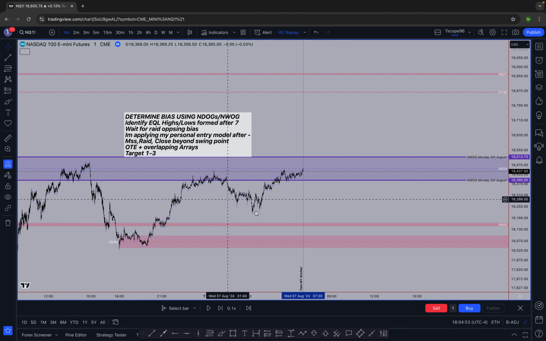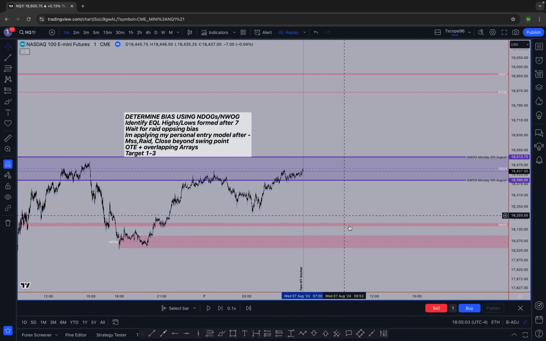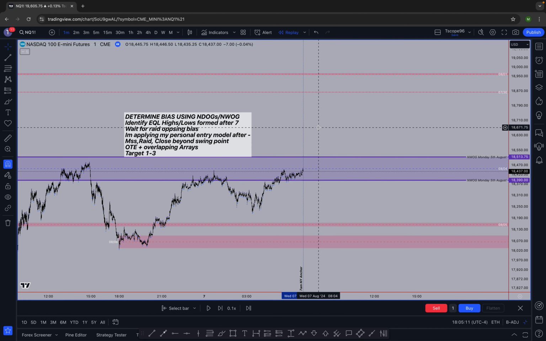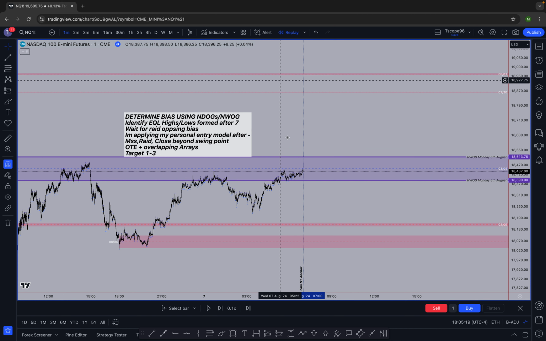So ICT says whichever ones are in close proximity to both price and to one another usually act as a draw. And also, if you've got more on one side than the other, then price is likely, not guaranteed, but likely to be drawn to where they are. And right now, we're currently in the middle of the new week opening gap. And you've got 2 new day opening gaps up here and 2 new day opening gaps down here.